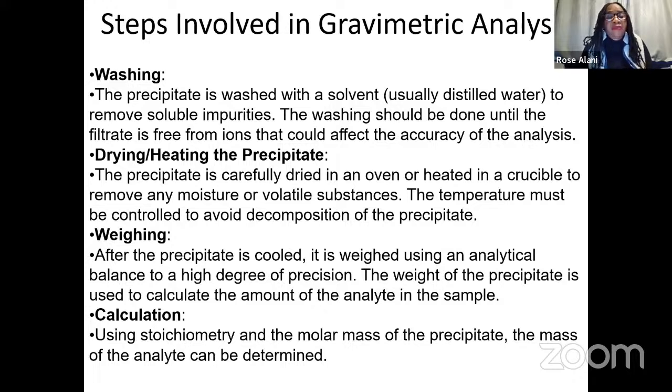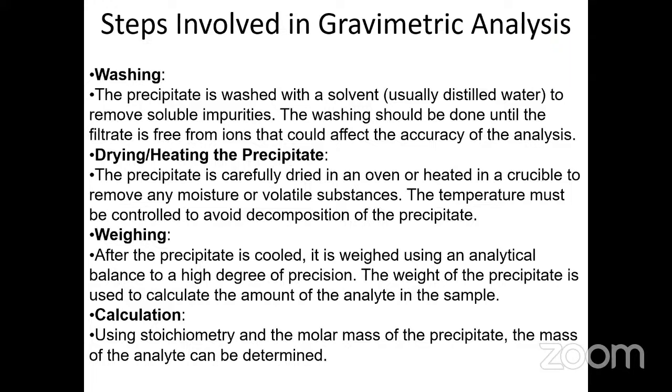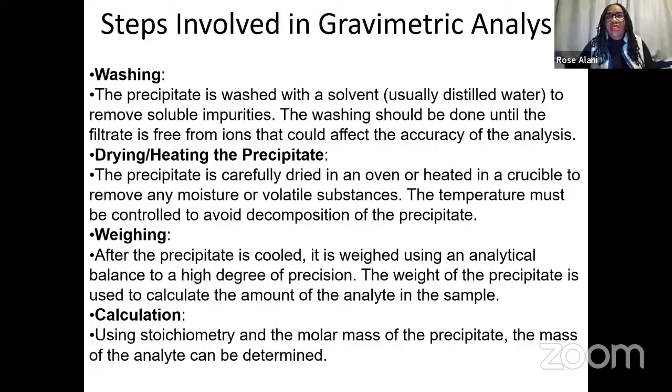And then after that, we dry the precipitate, in an oven, or you just put it in a crucible and dry it to remove volatile substances or moisture. This drying is carried out under controlled temperature. The reason is that you don't want your precipitate to be decomposed. You don't want to dry it and decompose it, so you dry it under a controlled temperature.